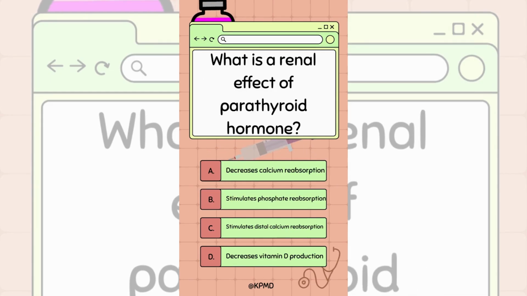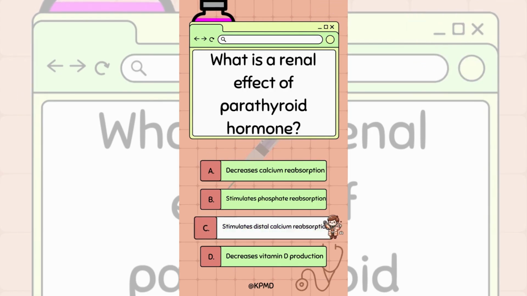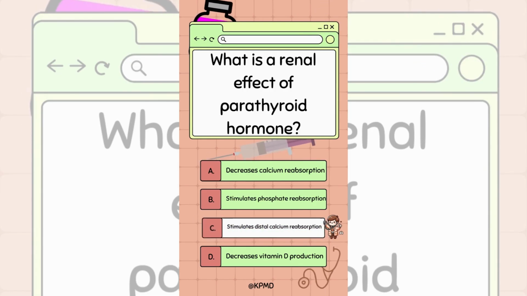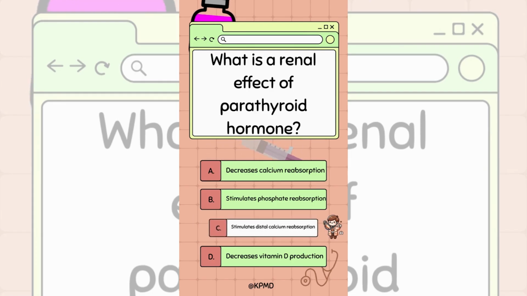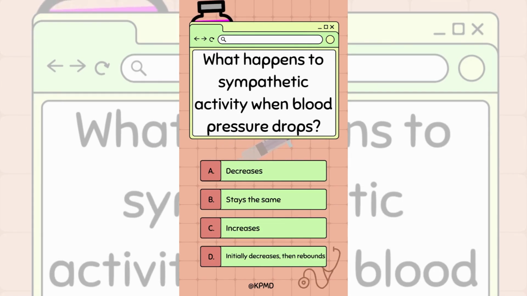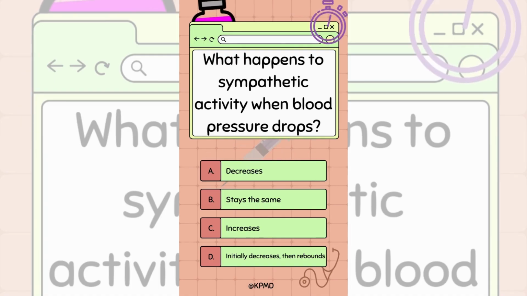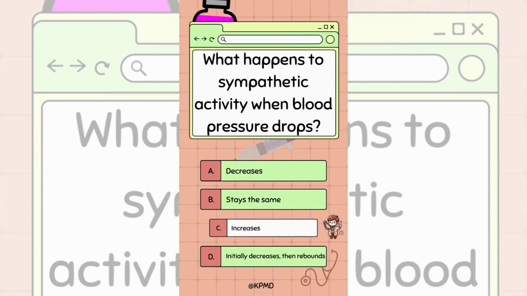What is a renal effect of parathyroid hormone? Correct answer is C. Stimulates distal calcium reabsorption. What happens to sympathetic activity when blood pressure drops? Correct answer is C. Increases.